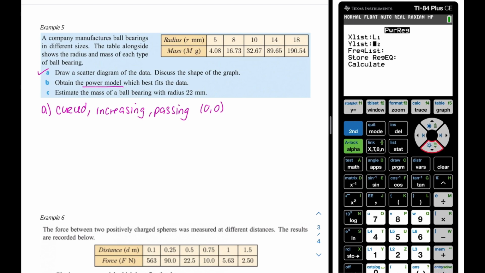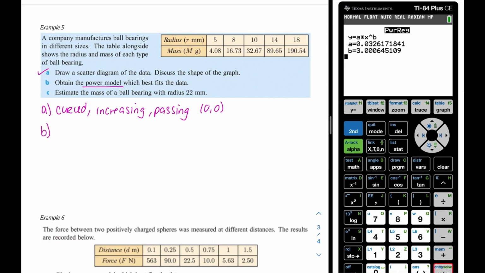List 1, list 2 is correct. We don't have a frequency list. So if we want, we could store this by going on alpha and then calculate. We'll see that we have the option for y1, y2, and whatnot. I'm going to choose y3 because I know I have other functions in y1 and y2. And we're going to go ahead and calculate. When we calculate, we do in fact get a power regression.